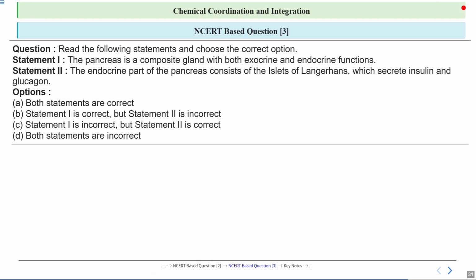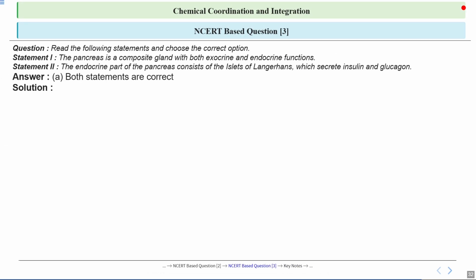Now this is question number 4. Let's see the correct answer. So we have been given two statements and we have to opt for the correct one. And here option number A is correct, which is both statements are correct. Statement 1 is the pancreas is a composite gland with both exocrine and endocrine function, which is true. And second, the endocrine part of the pancreas consists of the islets of Langerhans, which secrete insulin and glucagon. So let's see the solution.